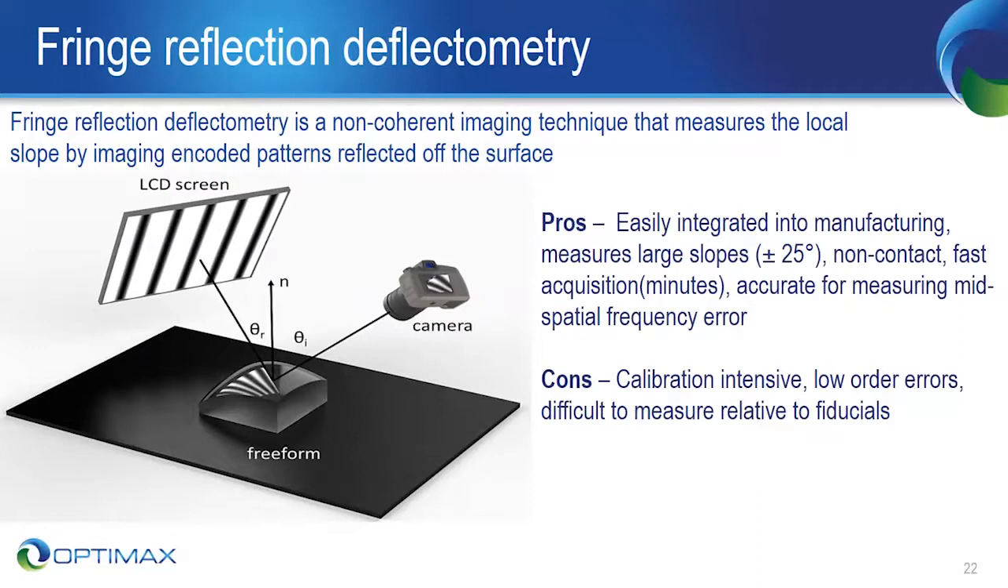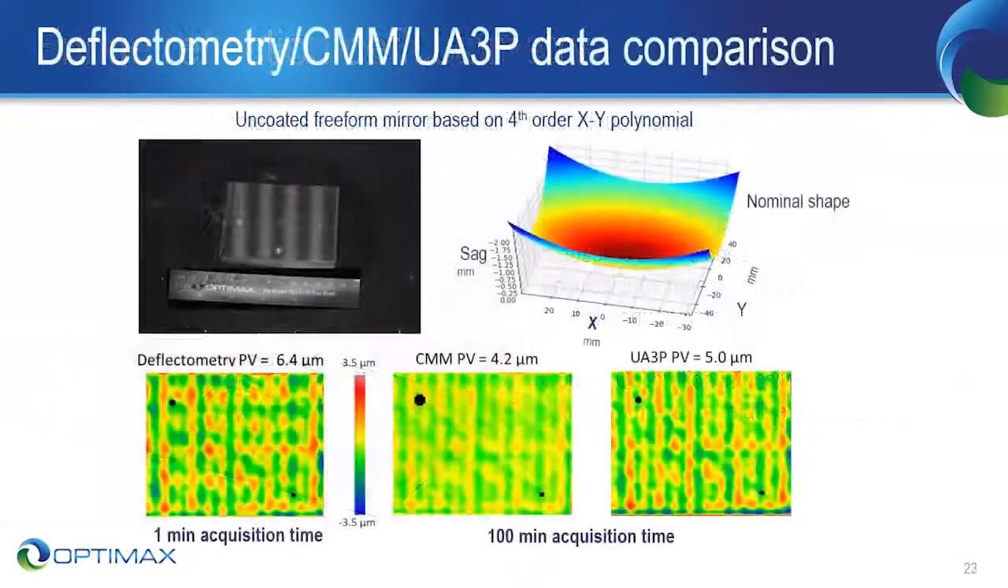So you may be asking, well, why not just use this to measure your surface form too, if it's that easy? Unfortunately, this method is pretty calibration intensive, and for the low order errors, it's really difficult to measure relative to fiducials and to get the precision required to really know where those low order errors are. So right now, the bigger recommendation is to use it in process to measure those mid-spatial frequency errors. And that's where, as I mentioned, sometimes it's very helpful to have multiple different techniques, especially if you're going to start working with very complex geometries.